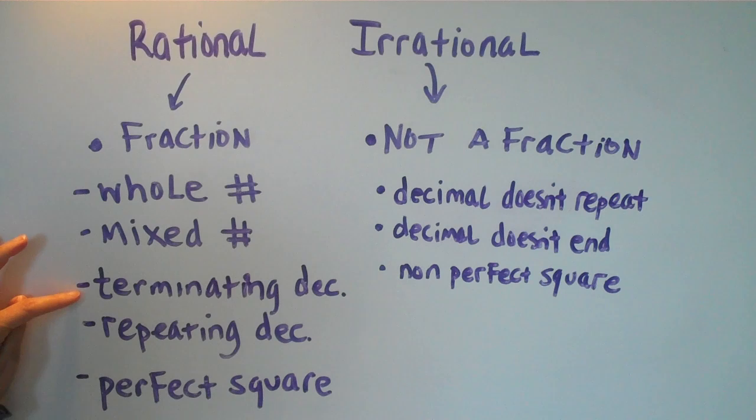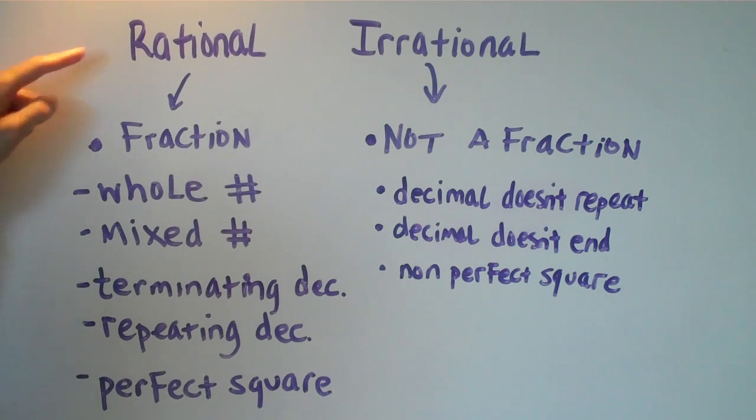Now these two, a terminating decimal, meaning a decimal that comes to an end, like 0.342. We know we can make that into 342 over 1,000, which is a fraction. So that would also be rational. A repeating decimal, like 0.66666, that goes on and on and on, is also considered a rational number. So rationals repeat is a good way to remember that.